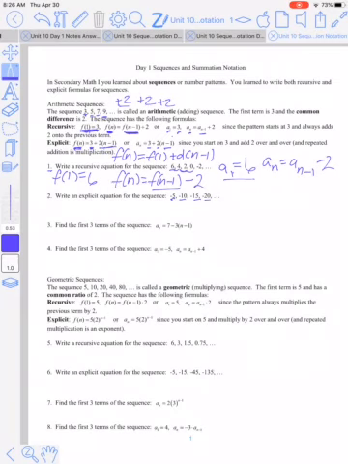So an explicit equation would say, okay, I'm going to start with my first term, negative 5. Then I'm going to add, what is the common difference? How do I get from negative 5 to negative 10? Well, I subtract 5. From negative 10 to negative 15, subtract 5. Negative 15 to negative 20, subtract 5. So that's known as my common difference times n minus 1.